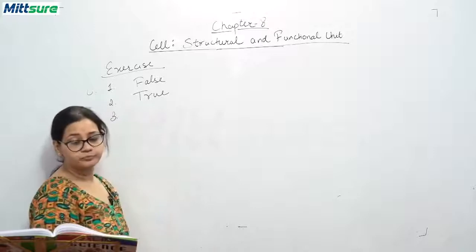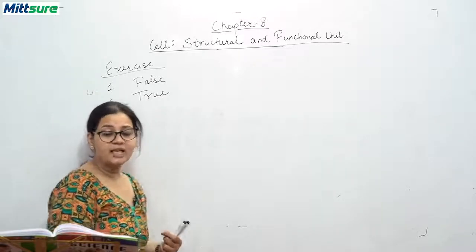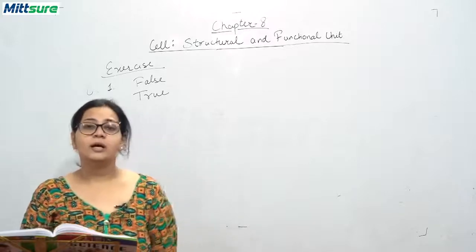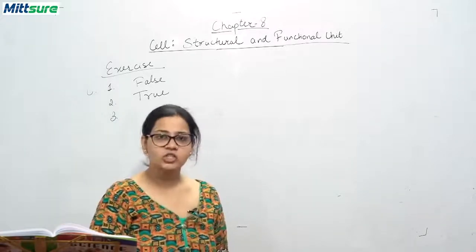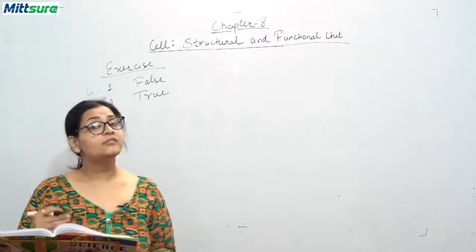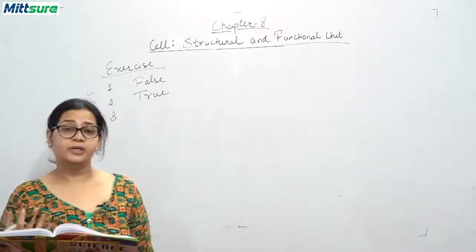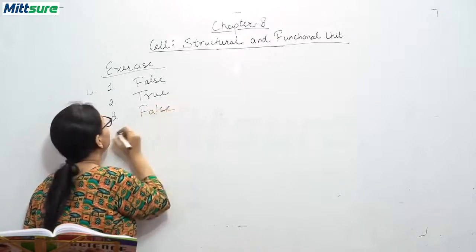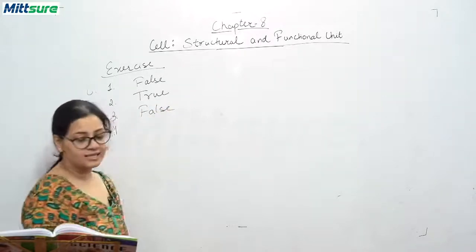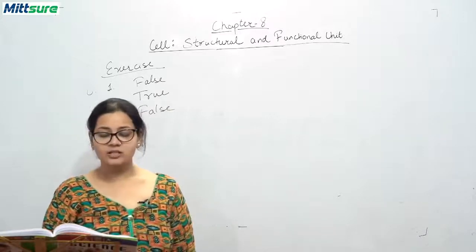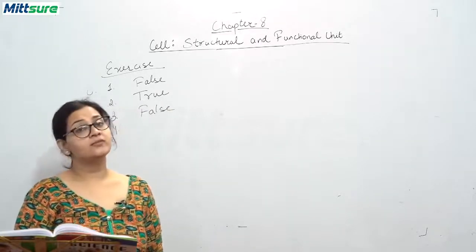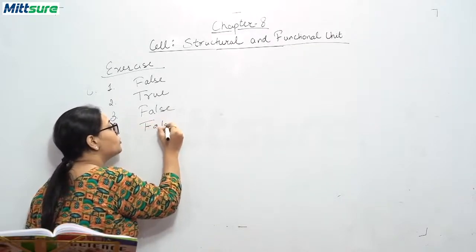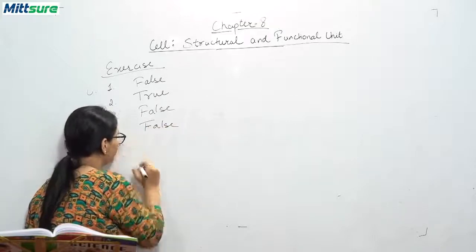Third, an animal cell has a fixed shape because it has a cell wall. Animal cell has a fixed shape, but not because of cell wall, but because of a cell membrane. So this is false, because cell wall is present only in plant cells. Fourth, the smallest cell in the human body is a nerve cell. It is the longest cell. So it is also false.